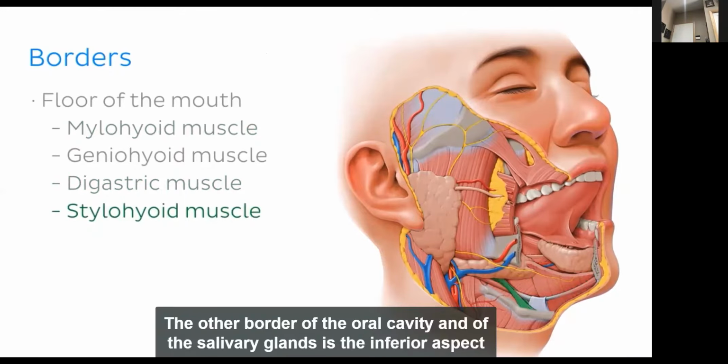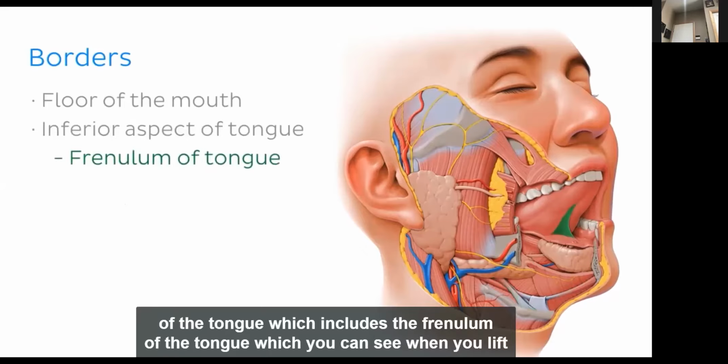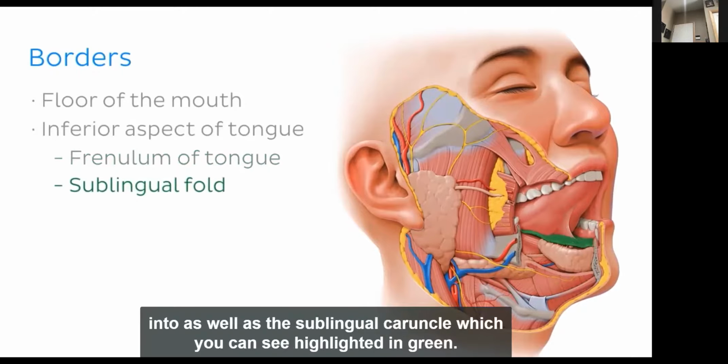The other border of the oral cavity and of the salivary glands is the inferior aspect of the tongue, which includes the frenulum of the tongue, which you can see when you lift up the tongue, the sublingual fold, which is where ducts from the sublingual gland empty into, as well as the sublingual caruncle, which you can see highlighted in green.